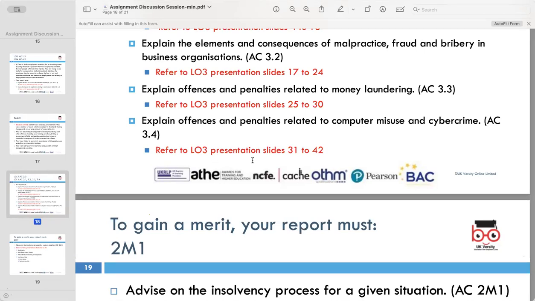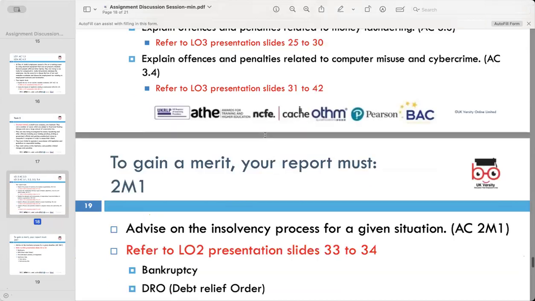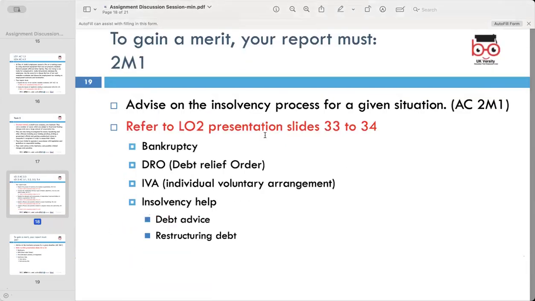Refer to learning outcome 3 presentations, slides 31 to 42. Advise the insolvency process for given situations, refer to learning outcome 2 presentation slides 32 and 34.